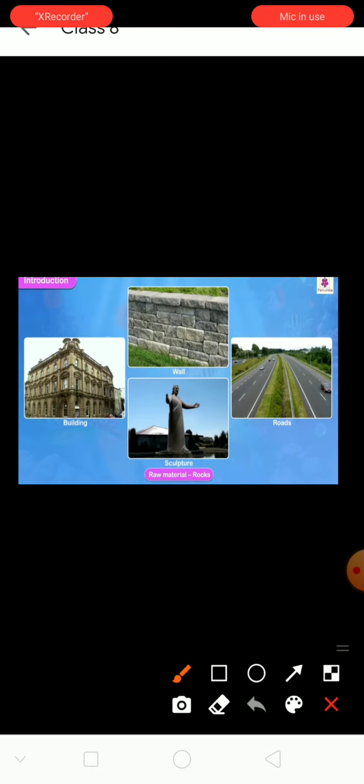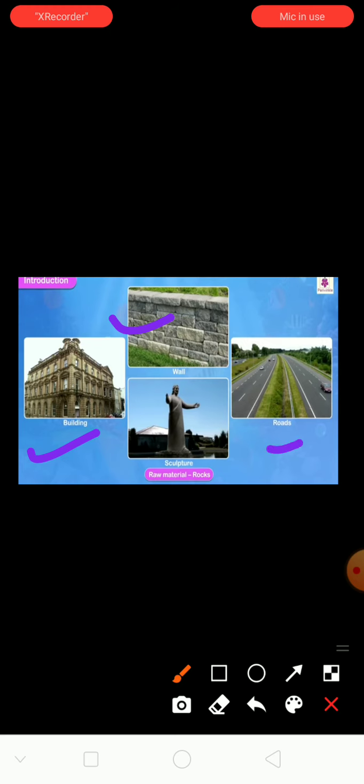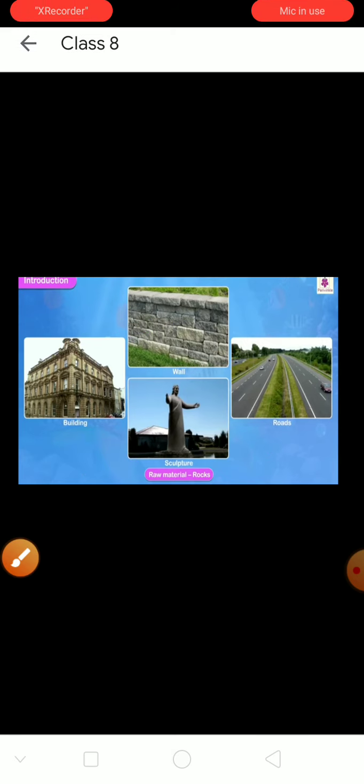See here in this picture. What are they? So rock is used for buildings, walls, roads and sculpture. Here what is the raw material? Rock. Rock is the raw material. After this also it is a natural resource. Okay. Man uses this rock and constructs the buildings, the walls, and also constructs roads and sculptures.